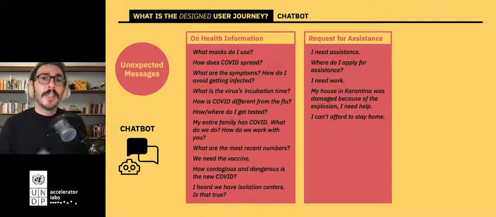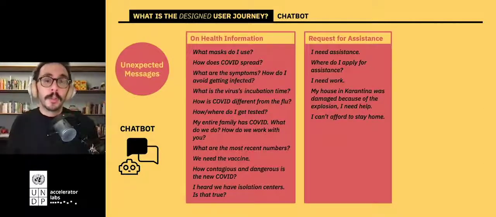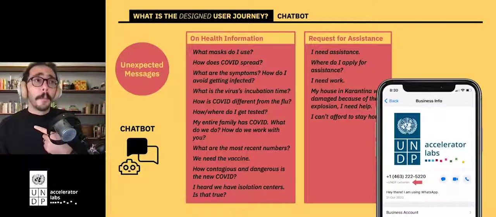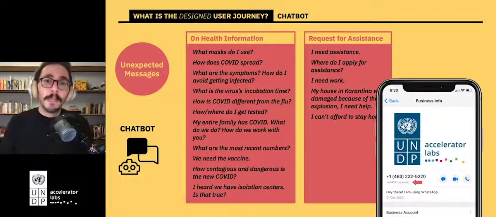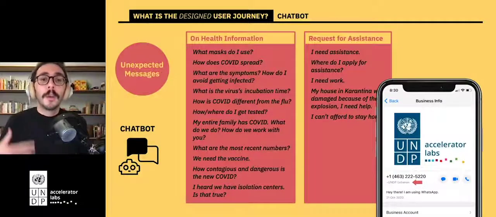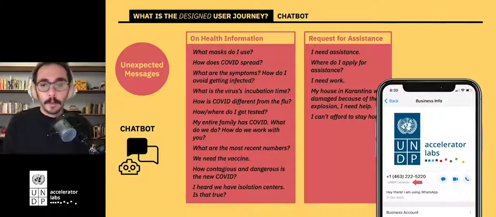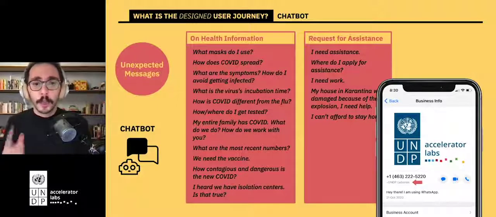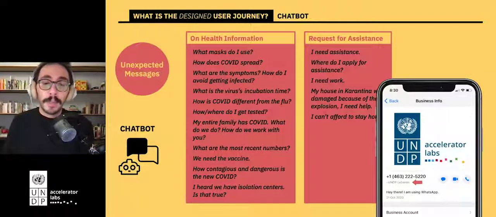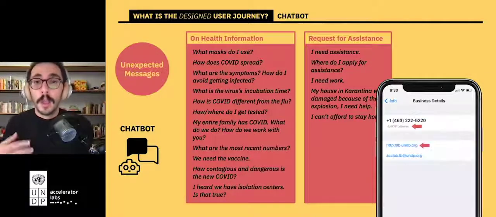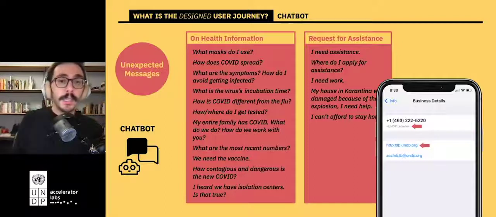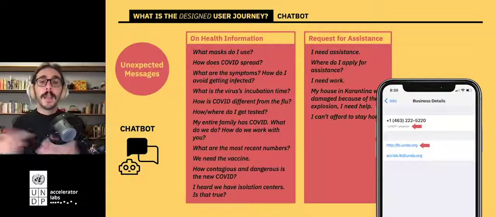And users shared these important concerns or questions probably because they saw that the ads were posted by UNDP Lebanon, on UNDP Lebanon's Facebook page, but also because the chatbot was linked to UNDP's Facebook page. On Twilio, we need to go through a verification process because we're using a business profile and not just a regular WhatsApp number. And it had to be linked to our UNDP Lebanon page. So people would see this automatically, UNDP Lebanon. And if they click on the business details, they also see the link to UNDP Lebanon's website. So they might have made that link as well.